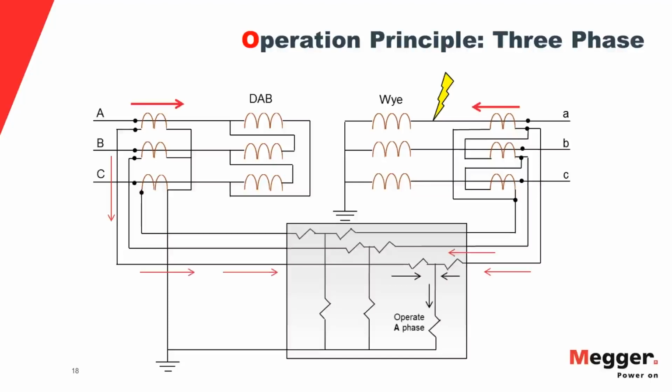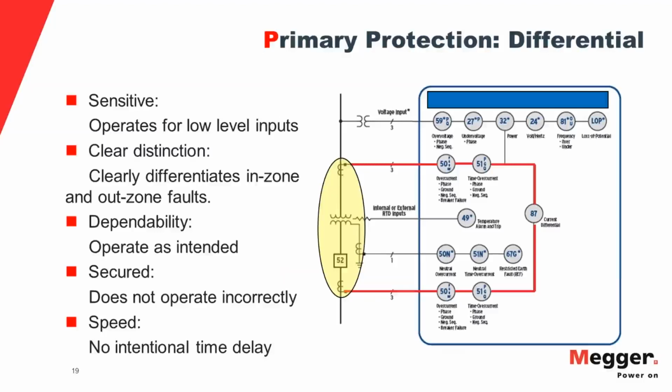Now, this differential scheme is very popular among the whole industry, and it's used as a primary protection for protecting transformers. There are reasons for differential being the primary protection, and I have listed a few reasons here. Differential protection is sensitive. By sensitive, I mean it operates for low level values of operating current. It clearly differentiates in-zone and out-of-zone faults.